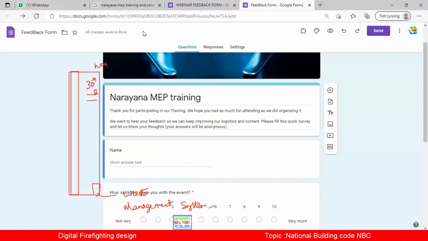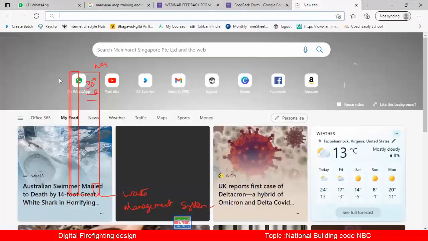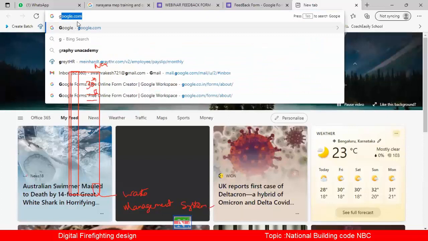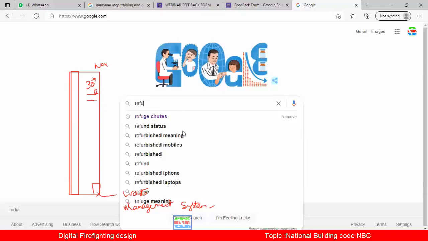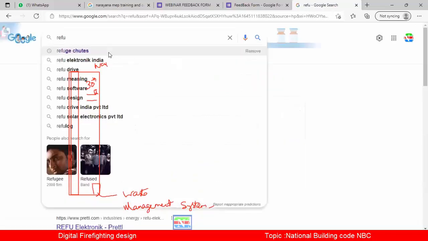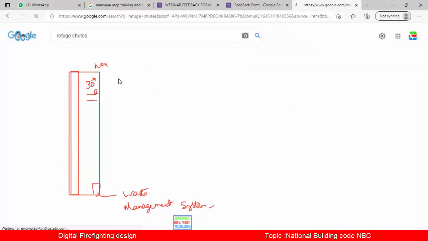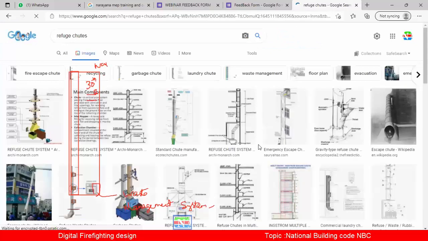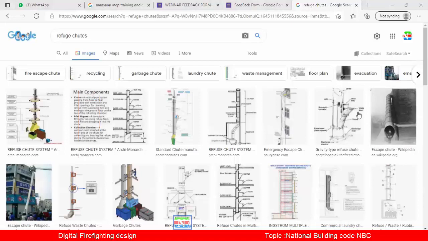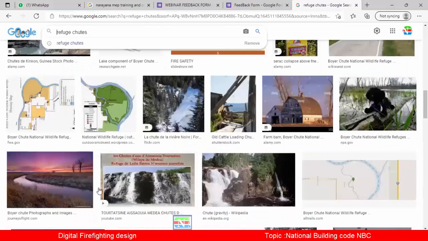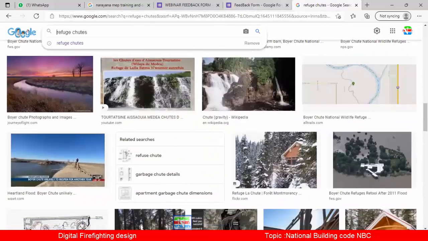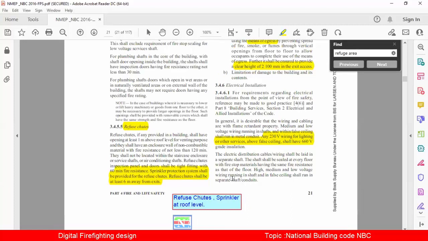Refugee chute. You can see some images. These all are refugee chutes. You can see here. Okay, understand. Each floor you put the dustbin, a similar type, and it will be collected on the ground floor. Similarly, you'll have a refugee chute also. Understood.